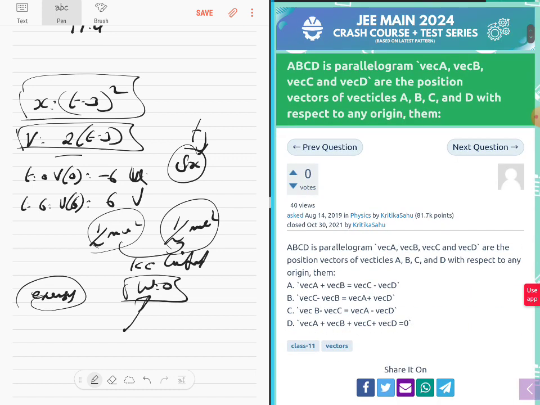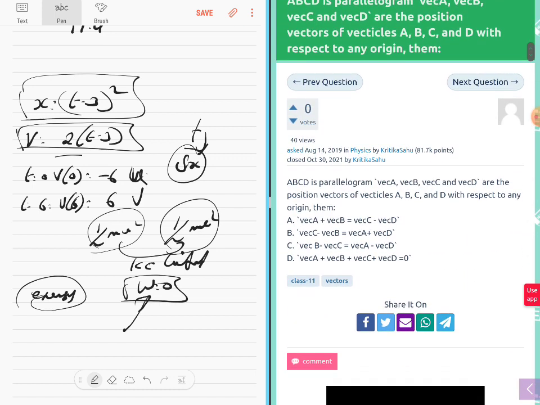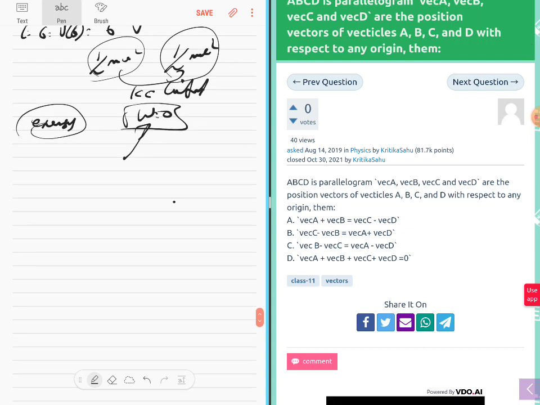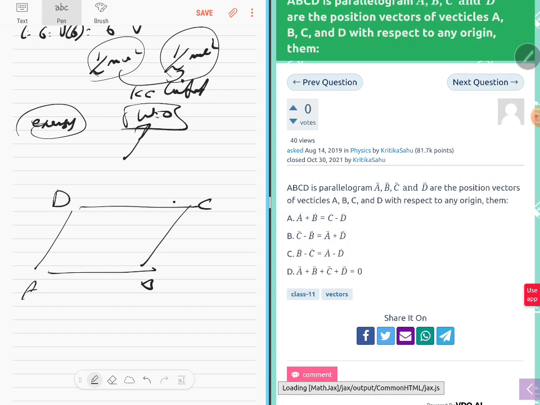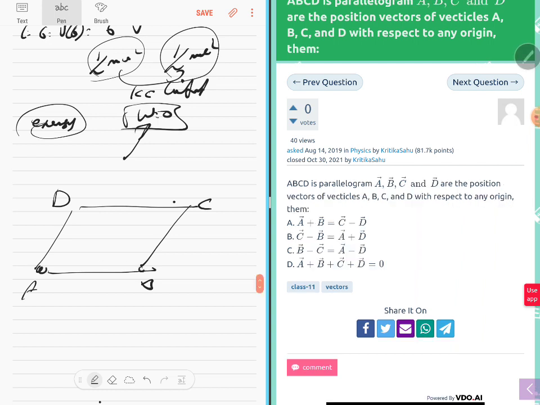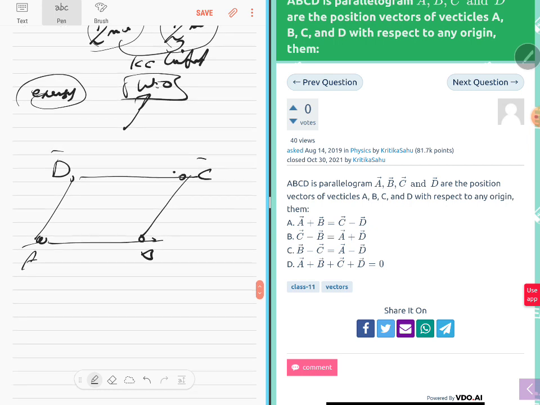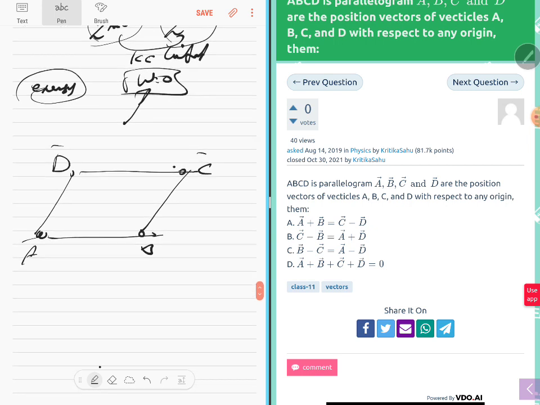So the next question is: ABCD is a parallelogram, where vector A, vector B, vector C, D are position vectors. Oh, they are all position vectors. A, B, C and D have been given with respect to the origin, saying OA, so there is some origin somewhere. OA, OB, OC and OD.